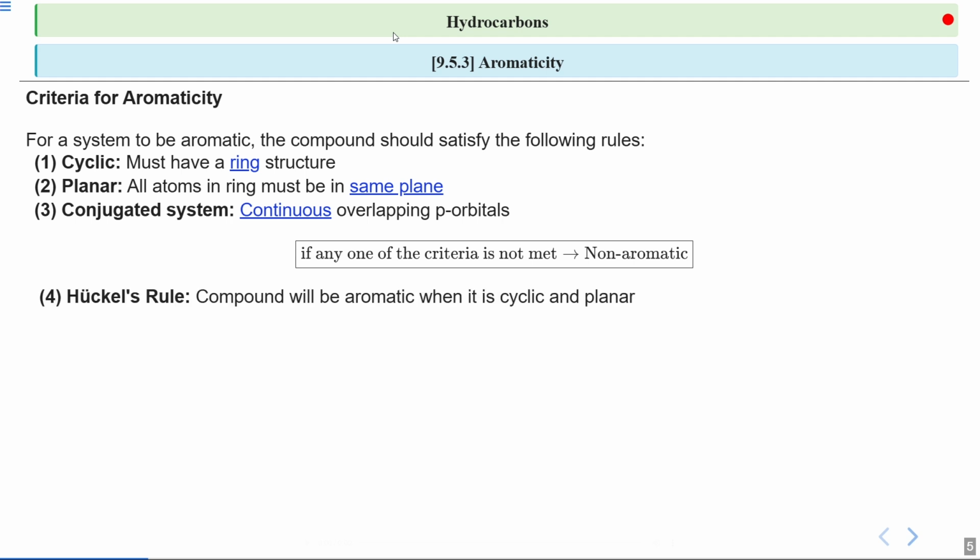Otherwise, it is non-aromatic. Now, the fourth rule, which is Huckel's rule. So a compound will be aromatic only if it is cyclic and planar. So this is for sure, and it should have conjugation. Apart from that, for aromaticity, the compound should possess 4n plus 2 pi electrons in the ring, where n is a positive integer. Pi electrons are those found in double bonds or lone pairs that can participate in delocalization. For example, benzene has 6 pi electrons. As I said, n is a positive integer, so it can be 0, 1, 2 and so on.